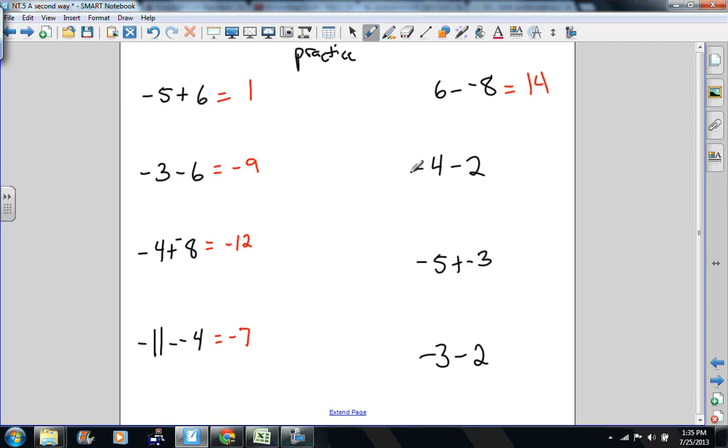Here we have -4, so we owe someone $4, but then we spend 2 more, so now we owe someone $6. We started with $5 in debt. We added $3 more in debt. We ended up with -8. And this last one ends up being -5, starting with $3 in debt, and we lost $2 more.